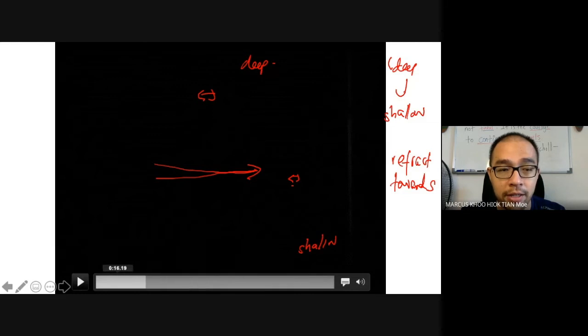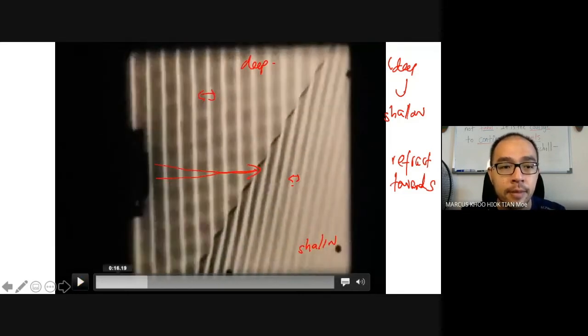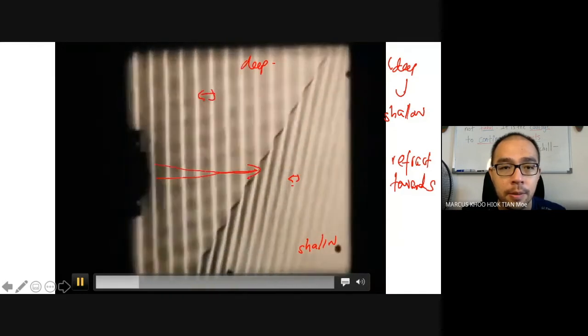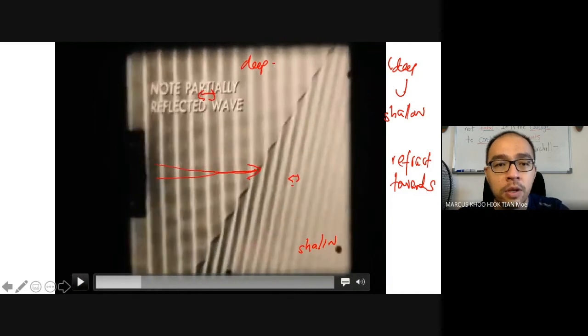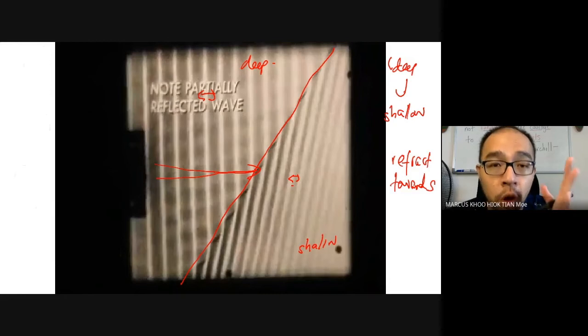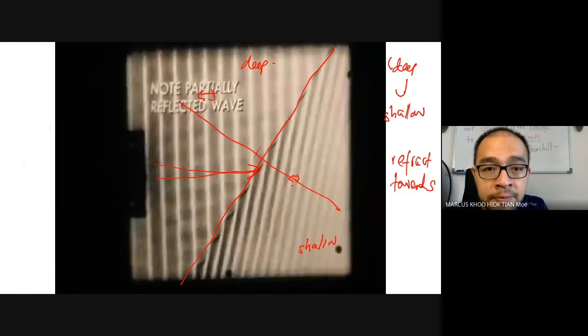Sorry, let me see if I can find this one again. Okay, so obviously there is going to be some reflection, but let's not talk about this. All I want to point out now is that if this line here is the boundary, we know that the normal line is 90 degrees to the boundary. So if I draw a 90-degree line, this is the normal. If I take, for example, this particular instance, we find that the wave is coming here and it's reflected here.